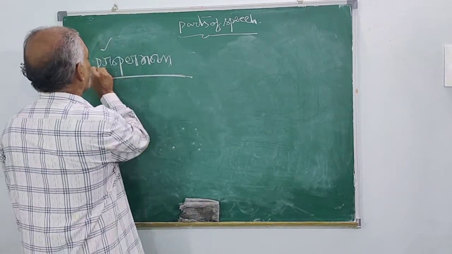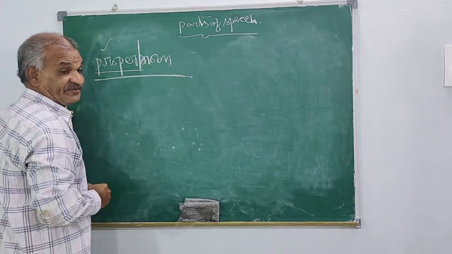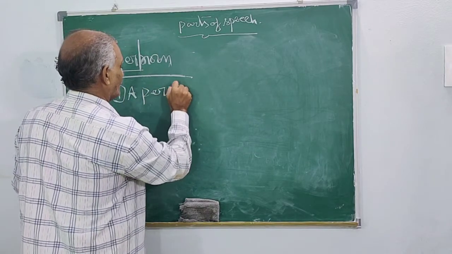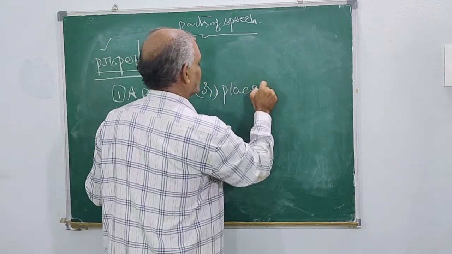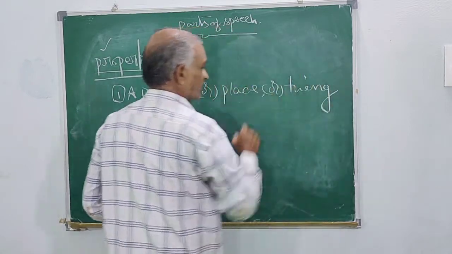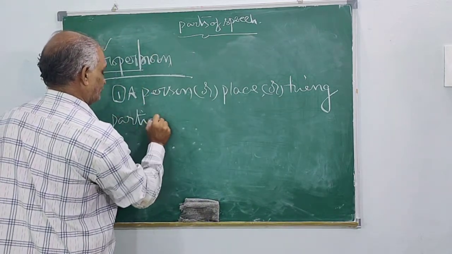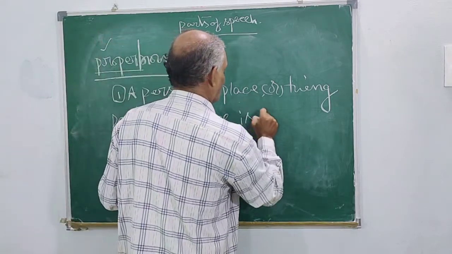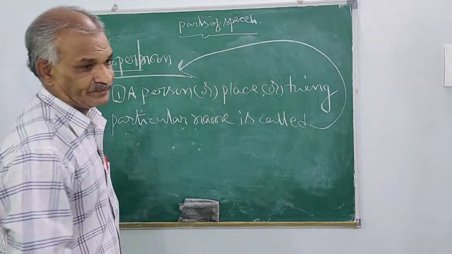Now you see proper noun. The definition of this part: a person or place or thing, a particular name, is called a proper noun.